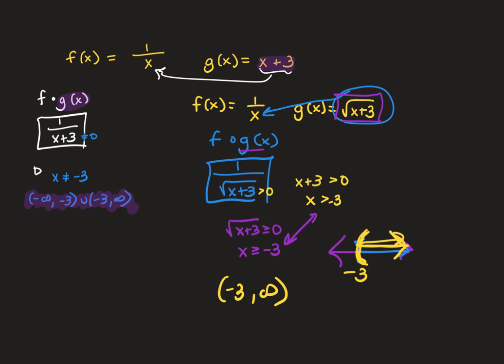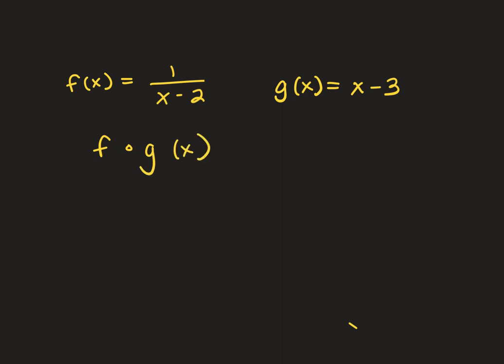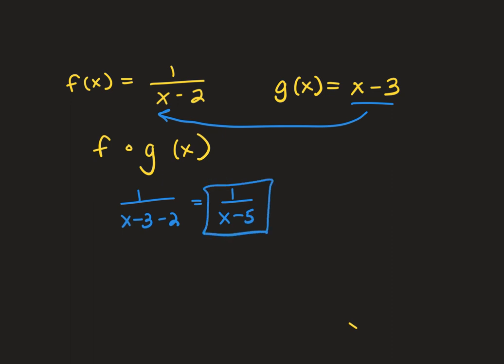Now we're going to do one more. Let's say f of x equals 1 over x minus 2, and then g of x equals x minus 3. And you wanted to find f of g of x. So I'm going to take the g and plug it into the x: 1 over x minus 3 minus 2, and I get 1 over x minus 5. So there's my composite function.